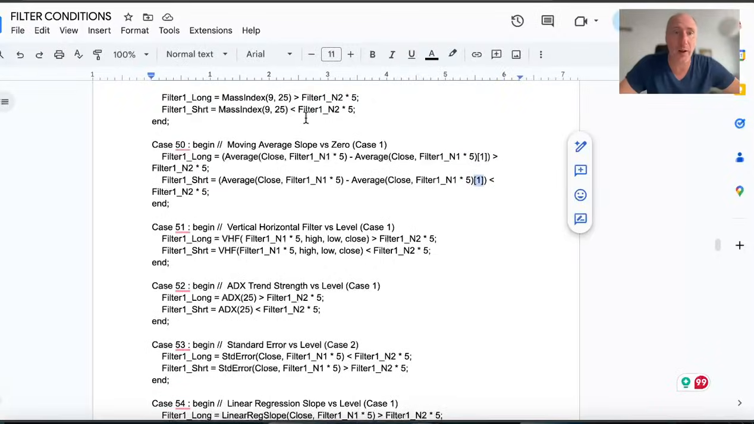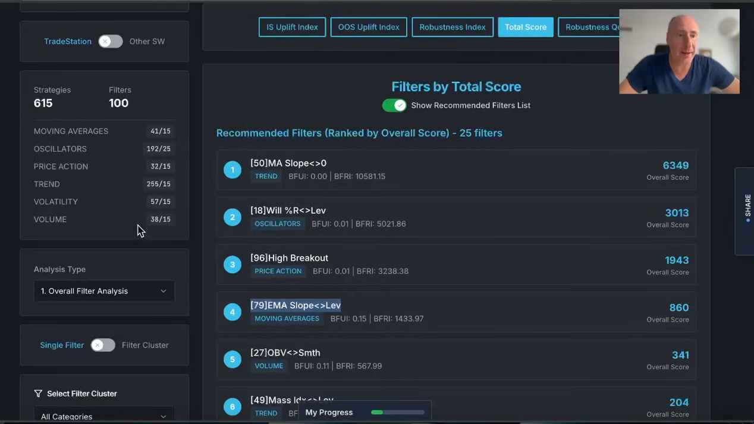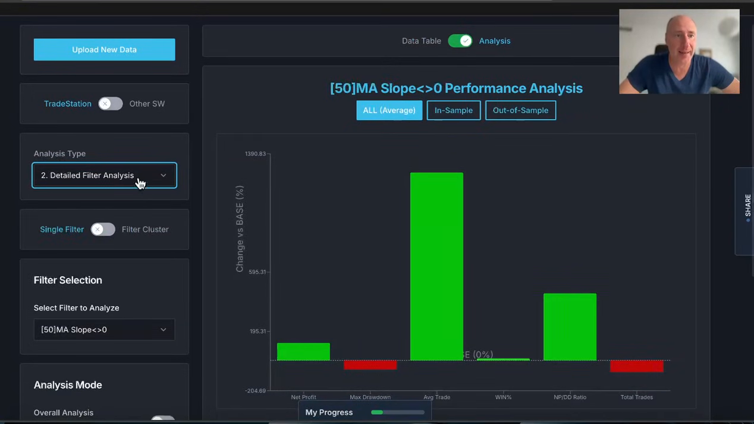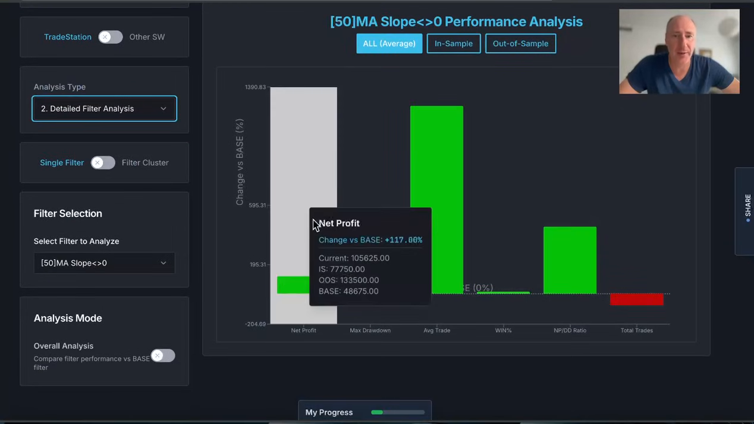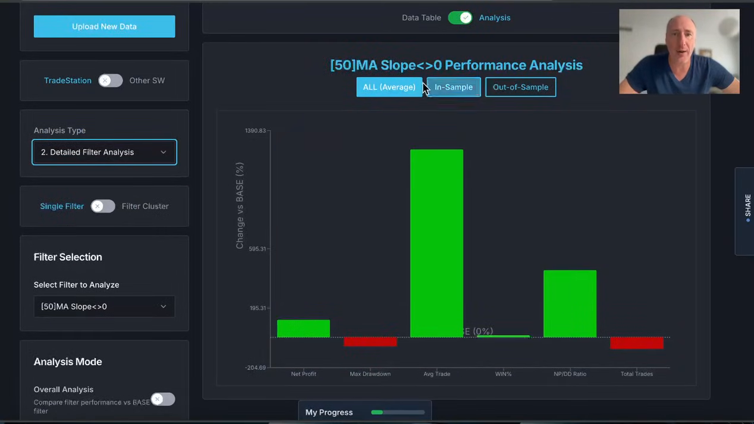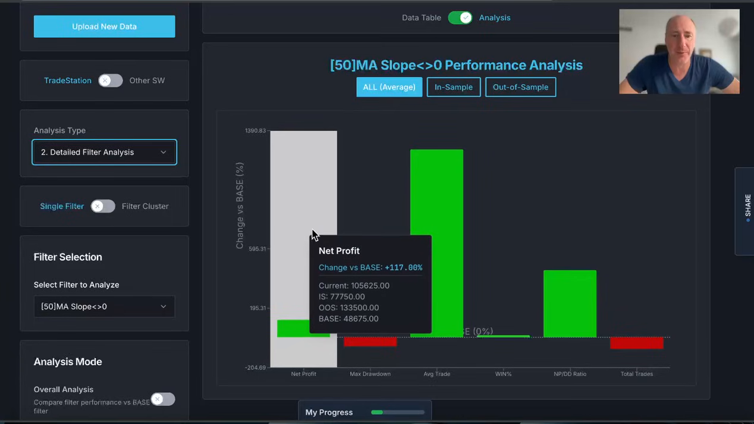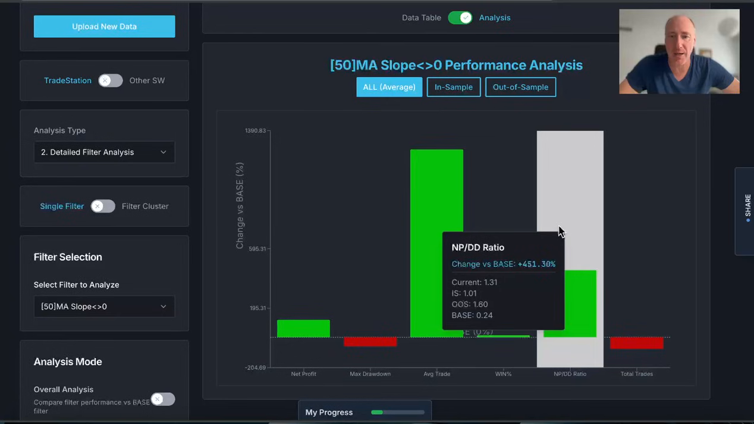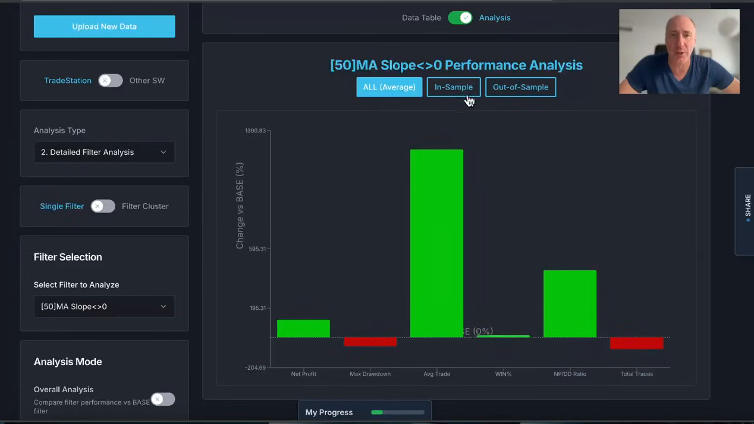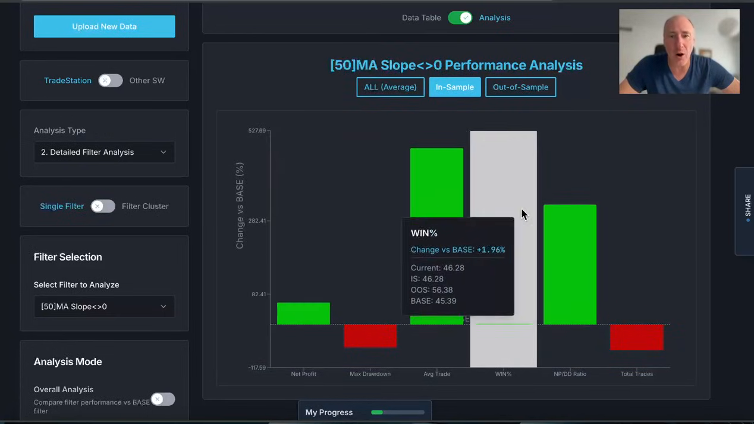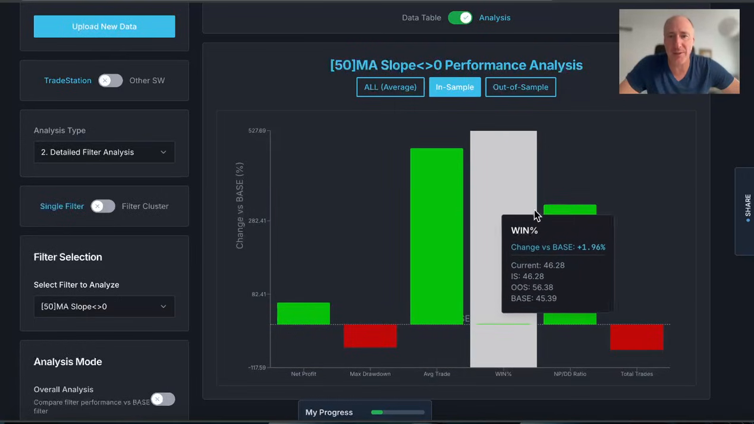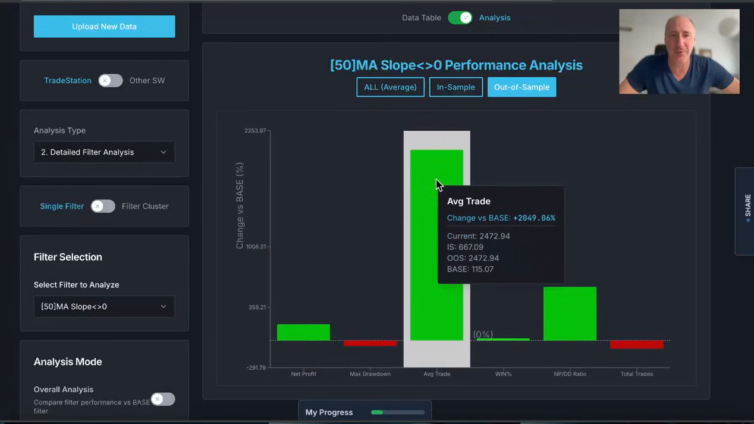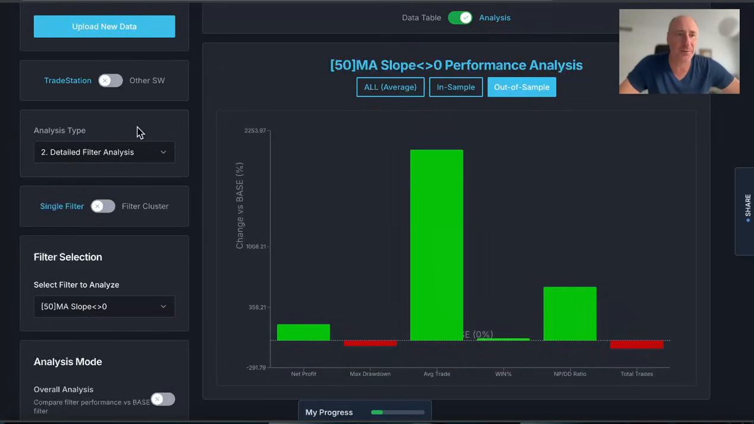Now let me show you how well this works. So if we now do detailed filter analysis and we take number 50, which I have here. So on all, in sample and out of sample, we're improving net profit, decreasing max drawdown, improving average trade, improving win percentage, improving net profit drawdown ratio. In sample, again, improving all the metrics: net profit, average trade, win percentage, net profit drawdown ratio. Out of sample, the same: net profit, average trade, win percentage, net profit drawdown ratio.